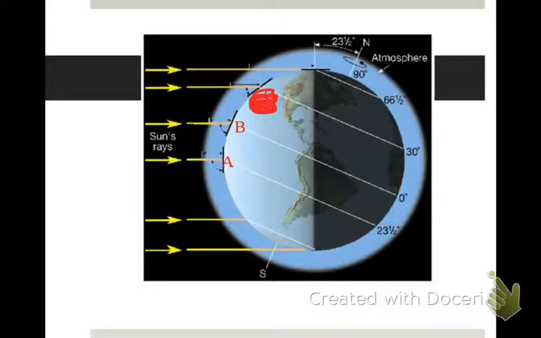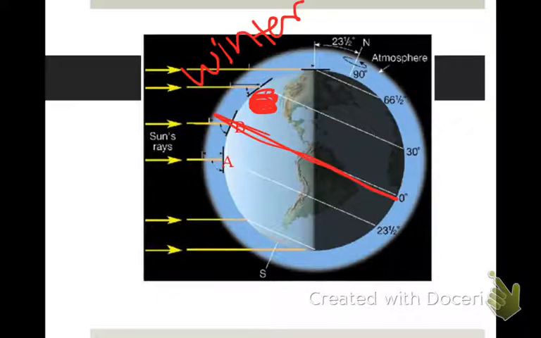Okay, if you were thinking that the big red dot is in winter, that is correct. Now, if you didn't know or you got that wrong, let me show you why. So the equator is right here. So we're looking at which way the two hemispheres are tilted. Well, the northern hemisphere is tilted away from the sun. And if it's tilted away from the sun, that means that it's going to be winter.